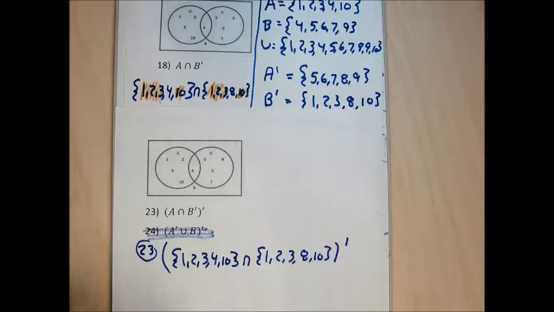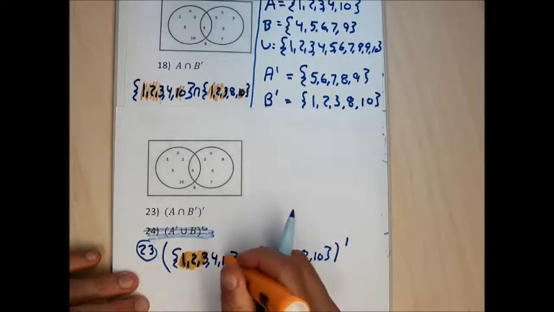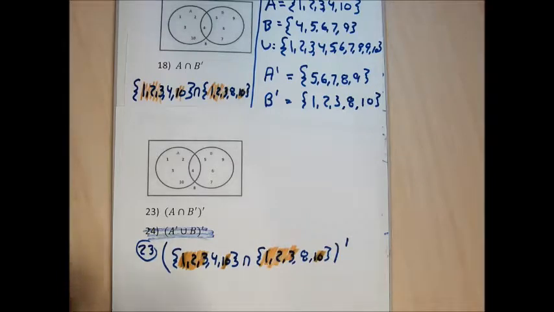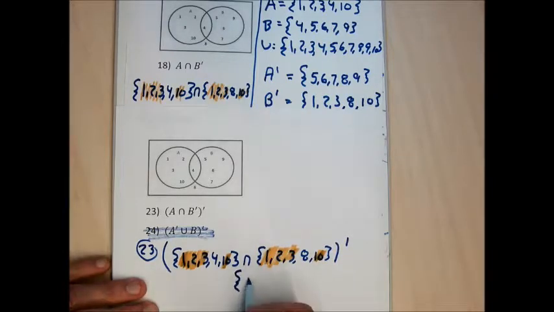When you intersect, you write what the sets have in common, and these two sets have in common 1, 2, 3, and 10. So the inside of the parentheses simplifies to the single set containing the numbers 1, 2, 3, and 10.